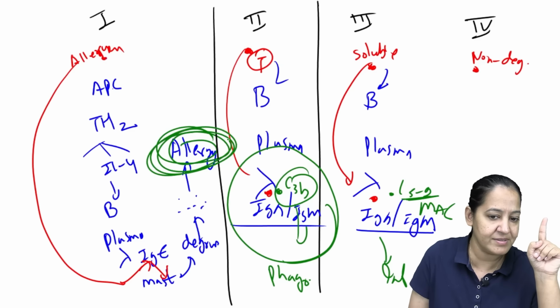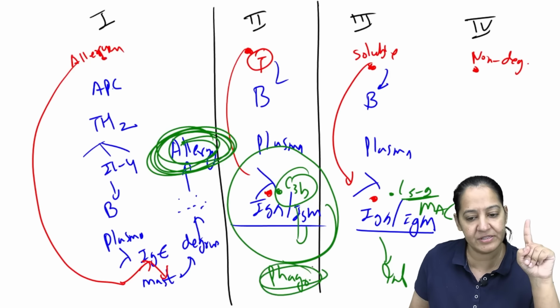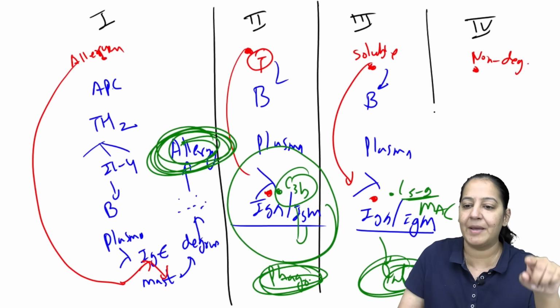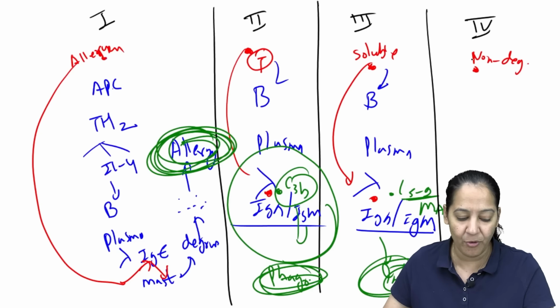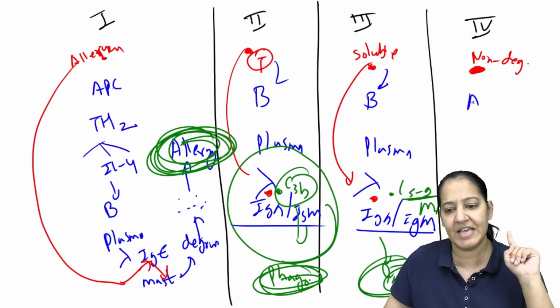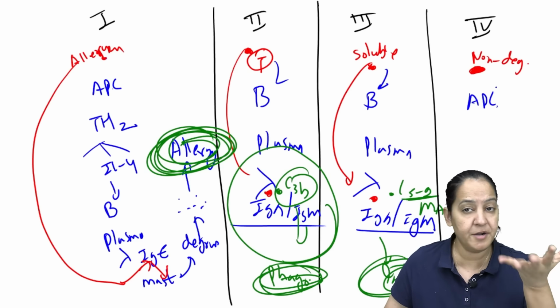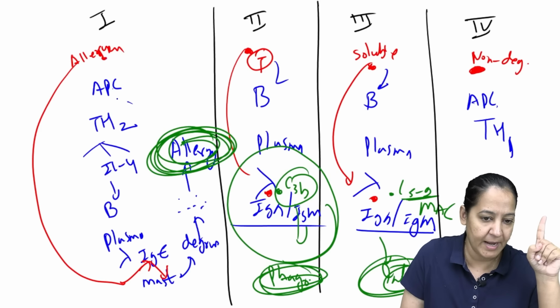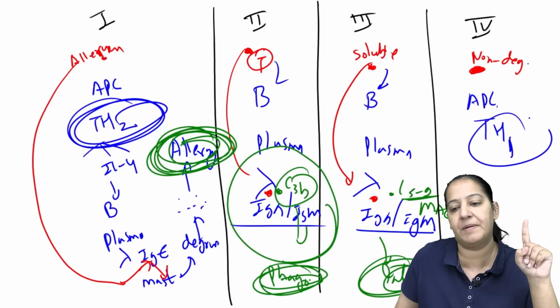See, in type 1 the end result is allergy. In type 2 the end result is phagocytosis. In type 3 the end result is inflammation. Coming to the last, type 4. So here in type 4, the antigen is a non-degradable antigen. The first cell it will go to is APC. APC will try to degrade it but is unable to do so. So it will take it to helper Th1 cell. In type 1 it was helper Th2, here it's helper Th1.